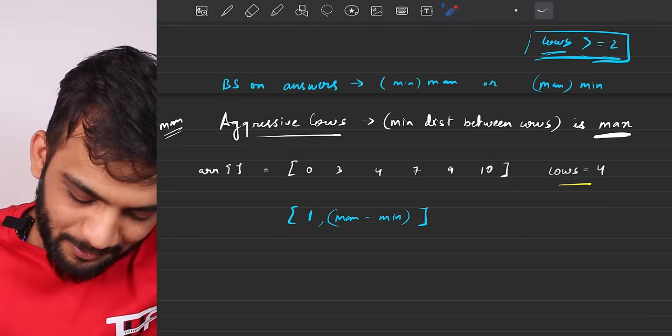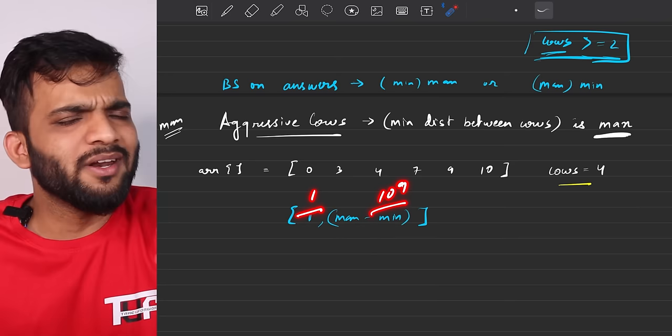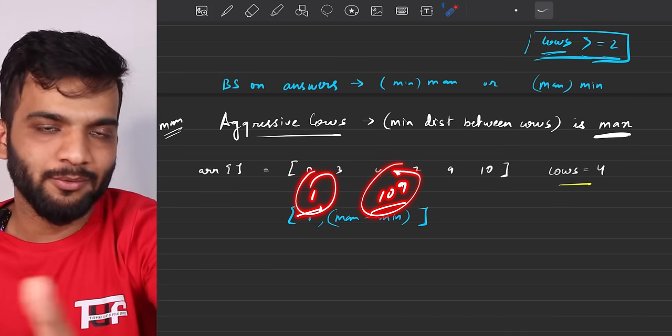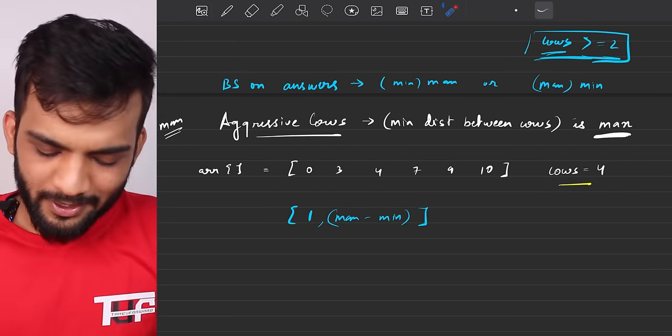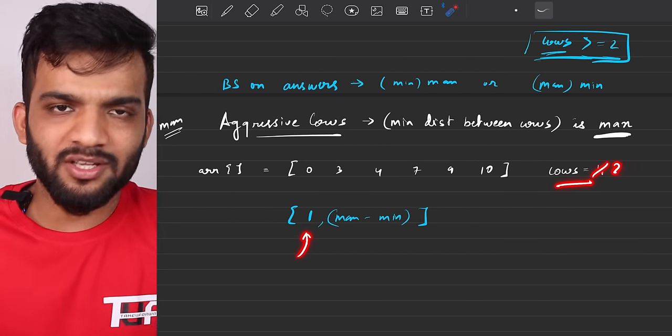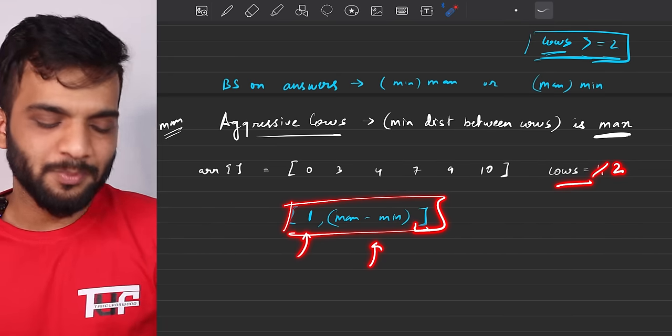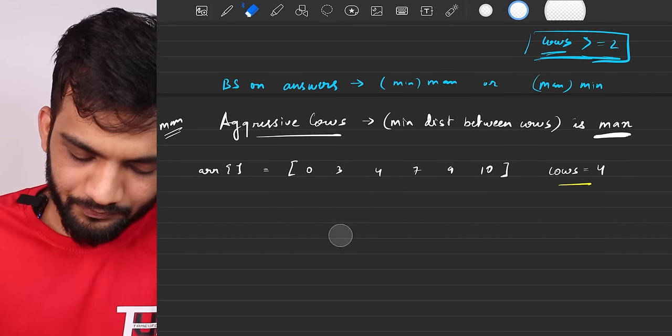You can also take something like 1 and 10 to the power 9. That's also correct. You can take 1 and 10 to the power 9 and we are sure that the answer will be between them. That is also correct. But yeah, we are very much sure that even if cows are given as 2, this range will make sure that the answer is between them. So we know the range.